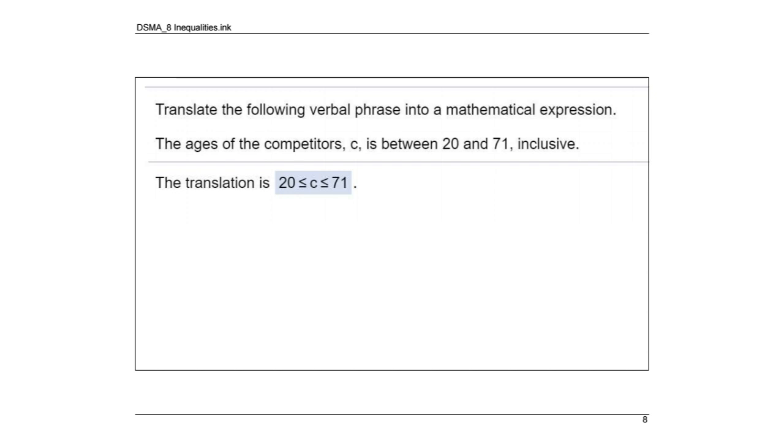The ages of the competitor C is between 20 and 71 inclusive. That's that word I was talking about. Because we see that word inclusive, we know that we can use a less than or equal to. C is going to be in the middle. We always start with the smallest number first. So 20 is less than or equal to C because of the inclusive. So C can equal 20, and then is less than or equal to 71. C can also equal 71 because of that word inclusive. So we want every number between 20 and 71, including 20 and 71.